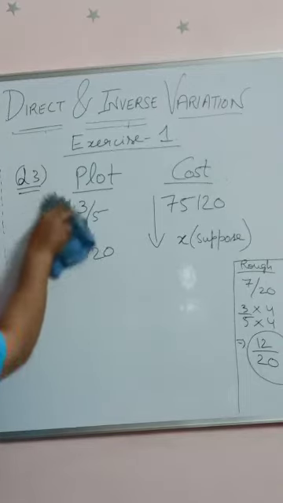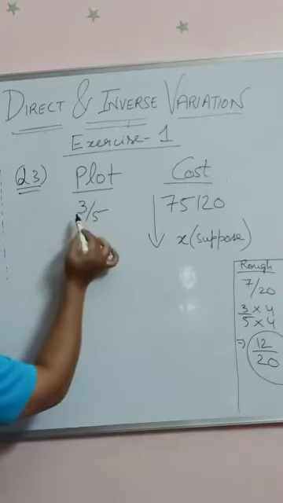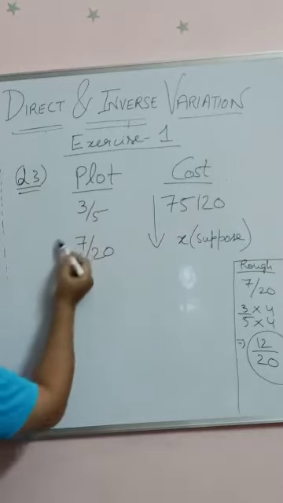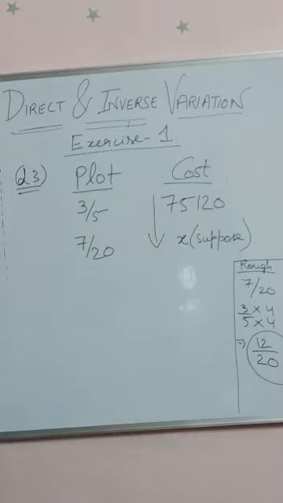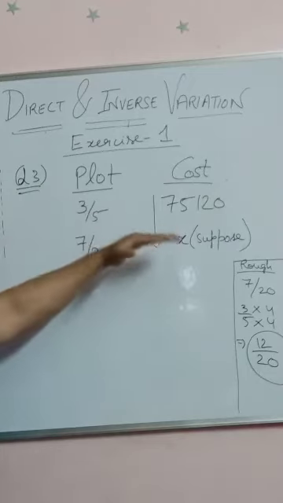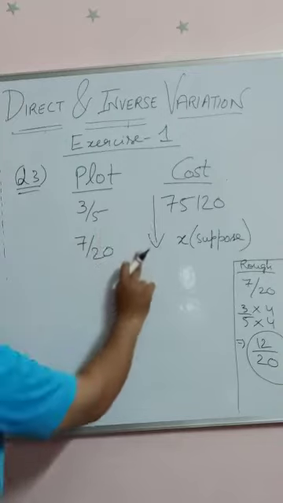Now we are going to compare them. So we already know that 3 by 5 is greater than 7 by 20. So when the plot was more, the cost was this. Now if the plot is less, will the cost be less or more? Understand it like this. I had a bit of plot and the cost was 75120. I have decreased the area of the plot. Will it cost me more or less? Obviously, if I am purchasing less amount of plot, the money which I have to pay will also be less. That means if this is decreasing, this will also decrease.